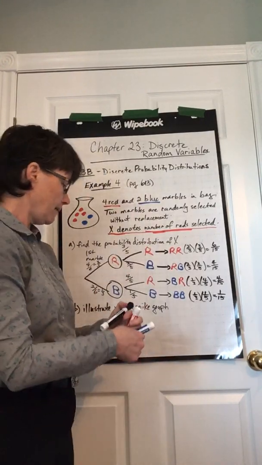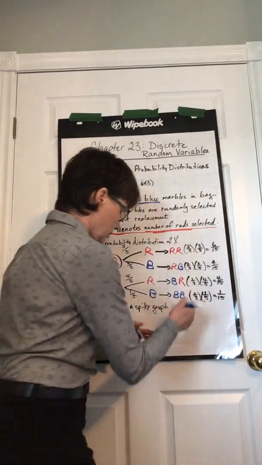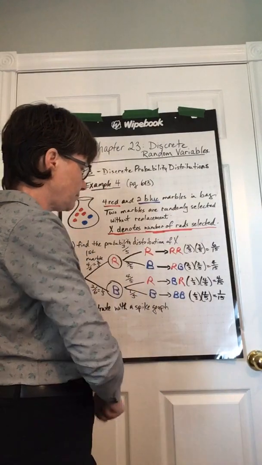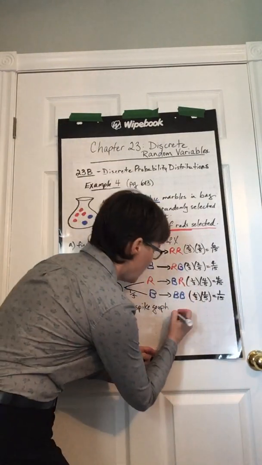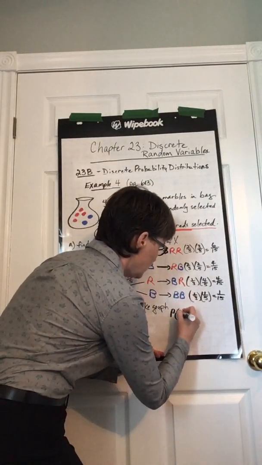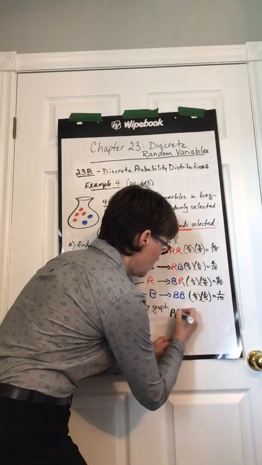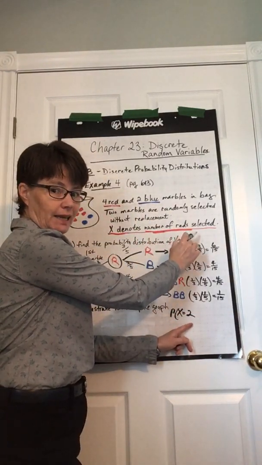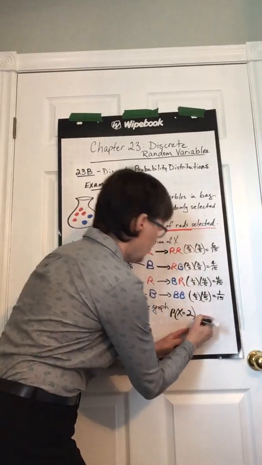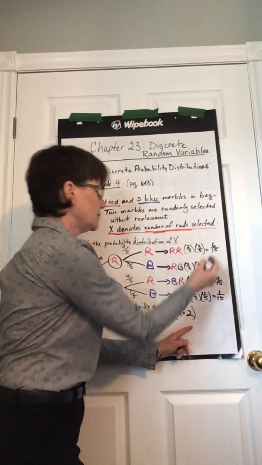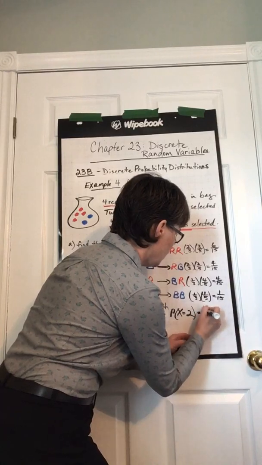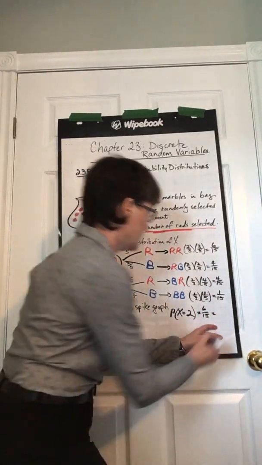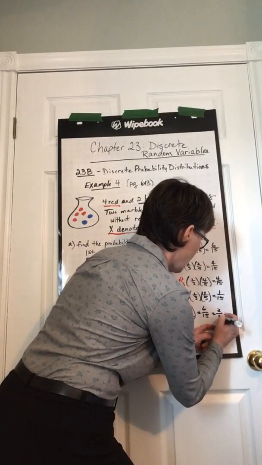Now we need to say, and I'll continue down here, the probability that X is equal to 2, because remember, X represented the number of reds selected. So the probability that X is equal to 2, that means 2 reds, is 6 out of 15. And we can reduce that now. 3 goes into both, so 2 out of 5.